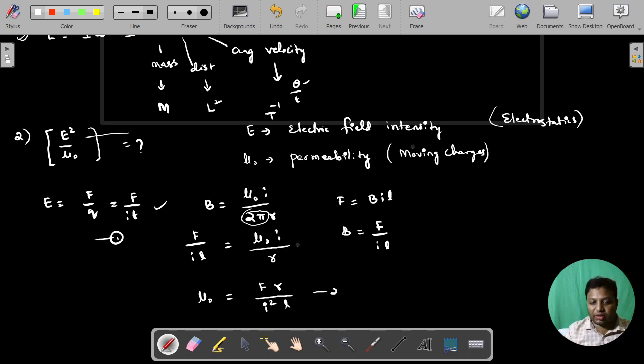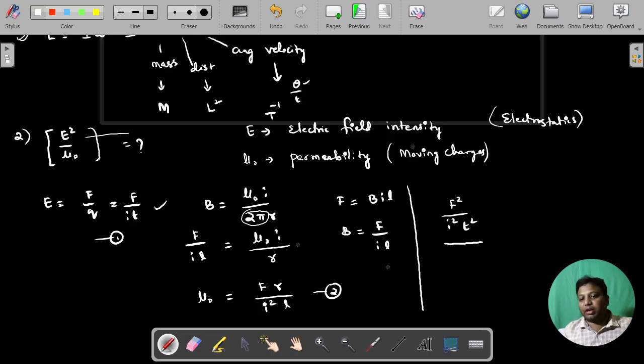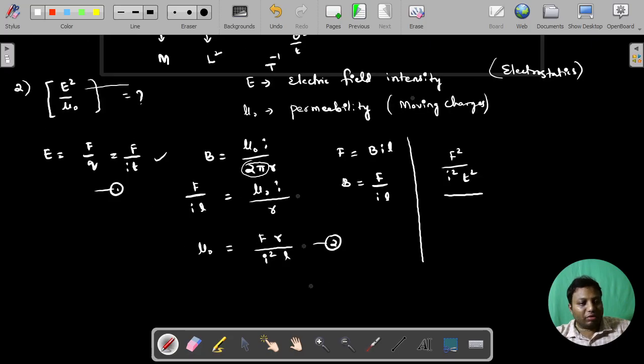Now you take these two equations. E square by mu naught they are saying, no? E square means F square by I square T square divided by mu naught. Okay, we shall write it down. I think my view will obstruct this.